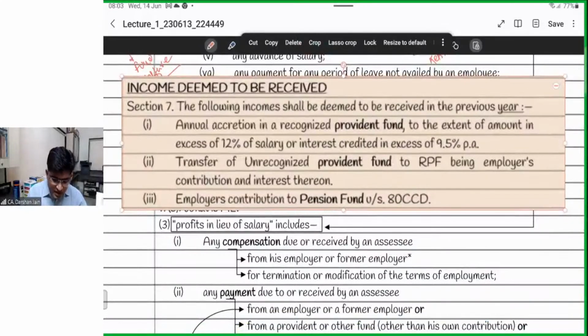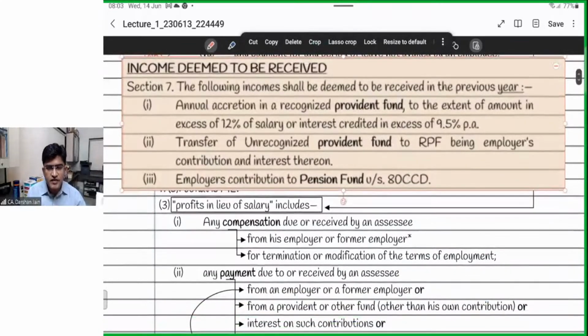But then, transfer of unrecognized provident fund to recognized provident fund. Sometimes the provident fund has to be recognized by the Commissioner of Income Tax, or it should be a statutory provident fund. Usually, you would have heard about the Employees Provident Fund, EPF. Now that is a statutory provident fund. However, if it is not recognized, then what happens? Then at the time of contribution, no salary is deemed to accrue. But at the time of withdrawal, everything is taxed.